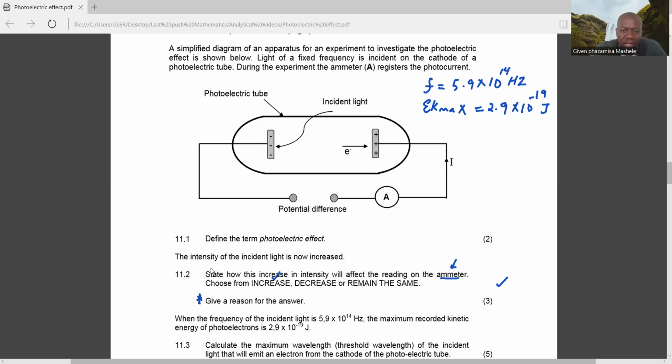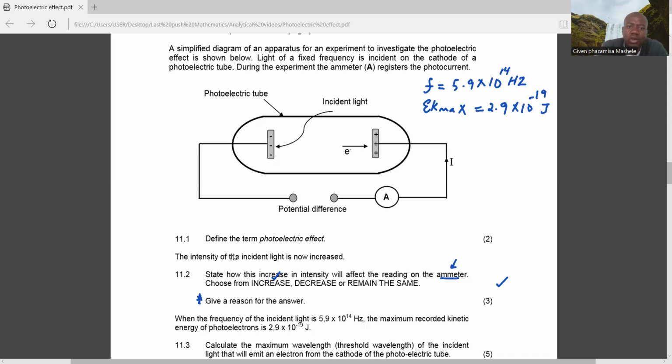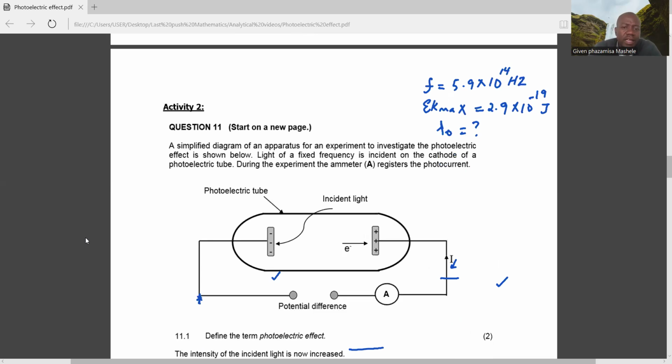Right, then the question says, calculate the maximum wavelength or the threshold wavelength of the incident light that will emit an electron from the cathode of the photoelectric tube. We want to calculate lambda naught, which has to do with the metal, not the light. Lambda naught, the threshold wavelength. So how are we going to do that? Straightforward. What we do is we just say, okay, fine. Let me just go down here, guys.